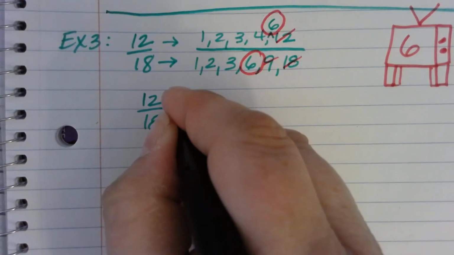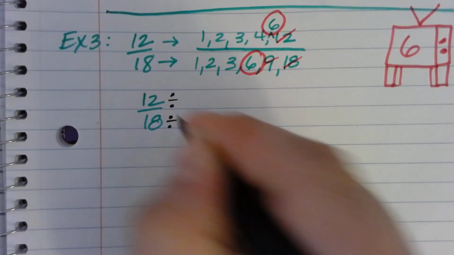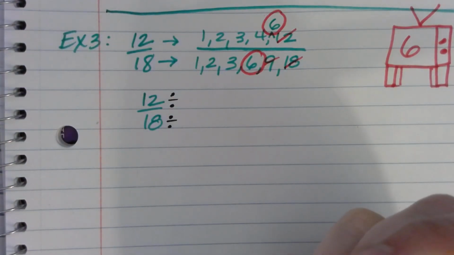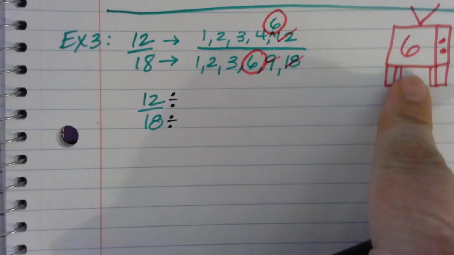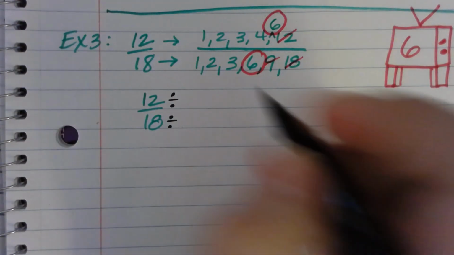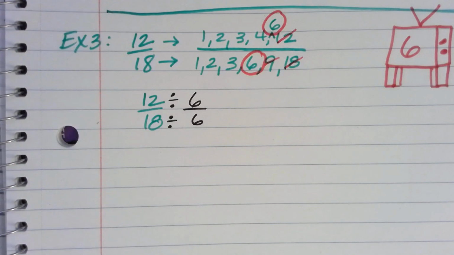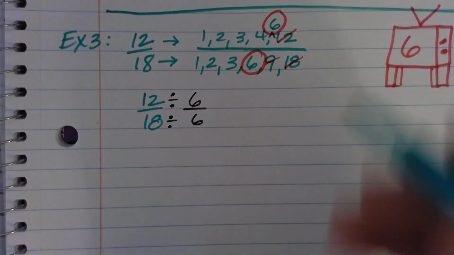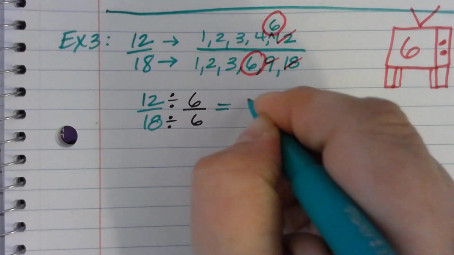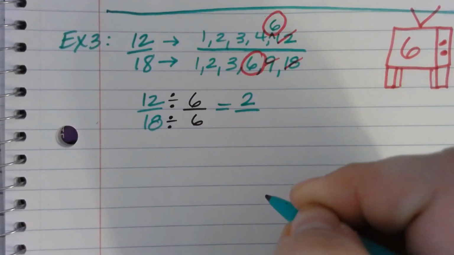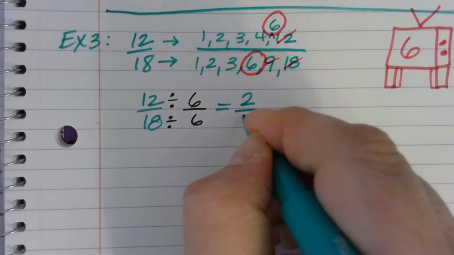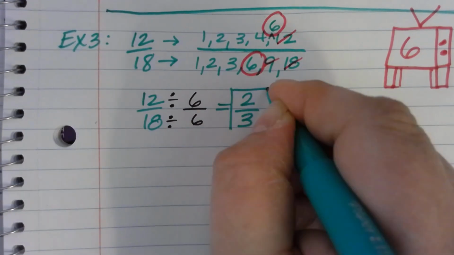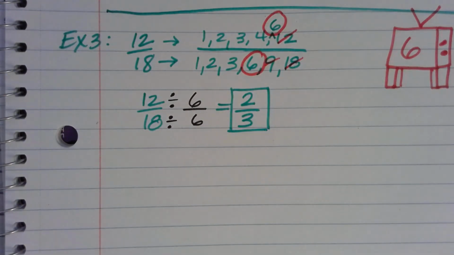Divide by what? Divide both numbers by the greatest common factor. So we found our GCF, step 2. Step 3 is we're going to divide both sides, top and bottom, by 6. So 12 divided by 6 is 2. 18 divided by 6 is 3. And our answer is complete.